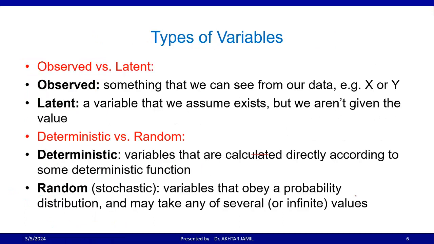So in the context of generative AI and for our lecture, we will be discussing these different types of variables, the observed versus the latent variables.